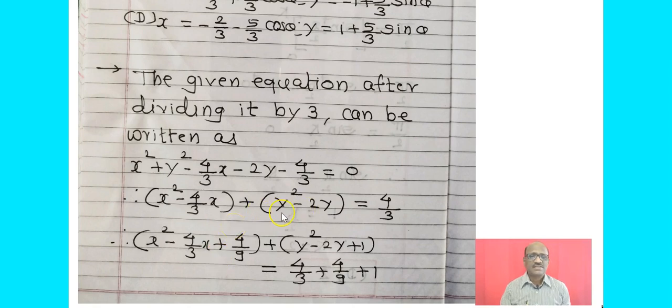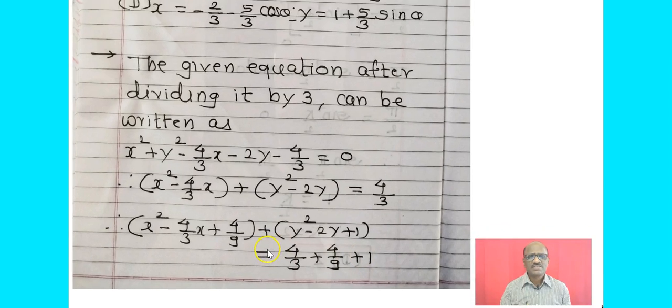What about the second? That is y square minus 2y. Then what is the second term? That is the middle term divided by 2. Then you will get minus 2y upon 2, that is 1, and 1 will be the second term, that is 1 square. Therefore, you will get y square minus 2y plus 1. This is a perfect square, it is the square of y minus 1 bracket square. Now we are adding the 4 by 9 and the 1 on the left hand side, at the same time on the right hand side, 4 by 3 plus 4 by 9 plus 1.